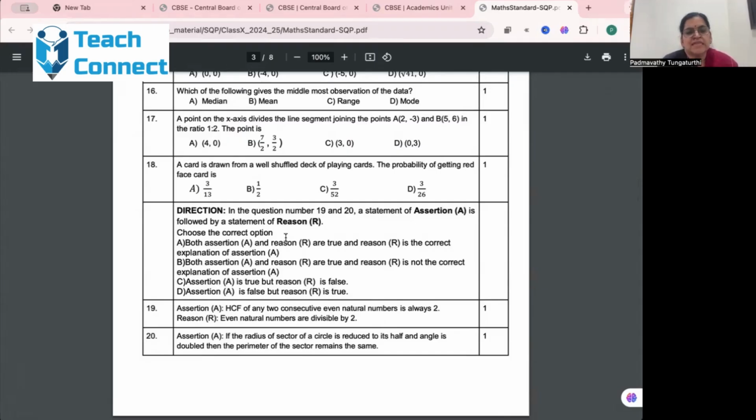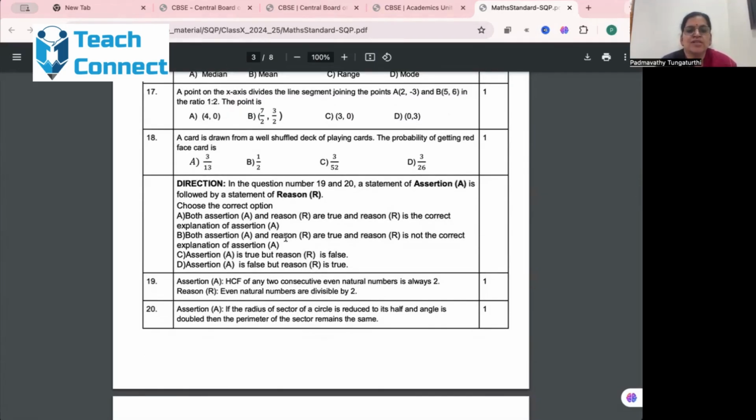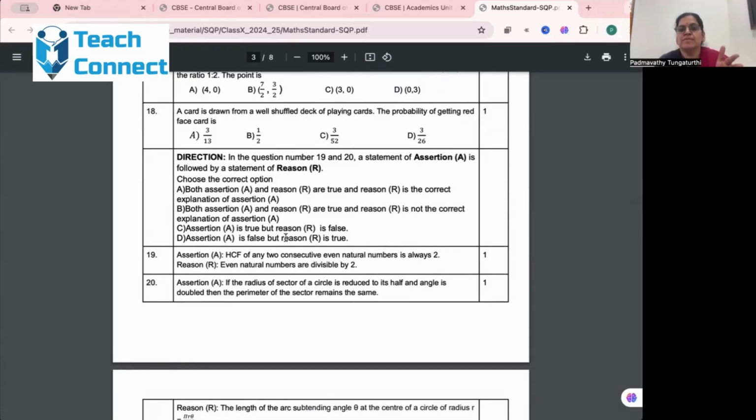Then question number 18. A card is drawn from a well-shuffled deck of playing cards. The probability of getting a red face card is. A student must understand that there are 4 suits in one deck of cards: diamonds, spades, hearts, and clubs. 50% of them are red cards and 50% of them are black cards. This is a mandate that every student knows.